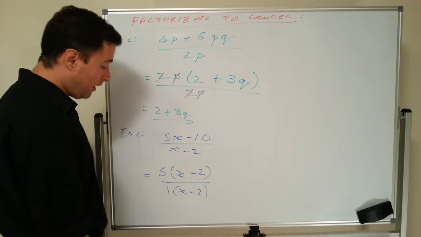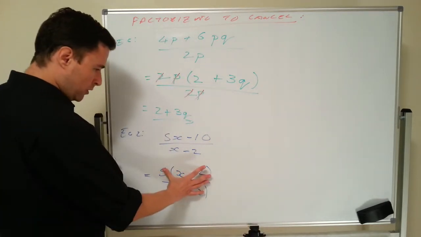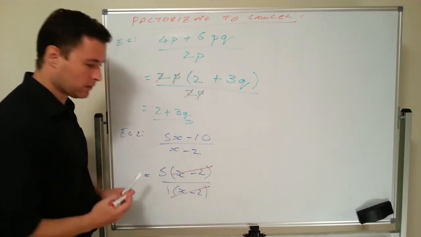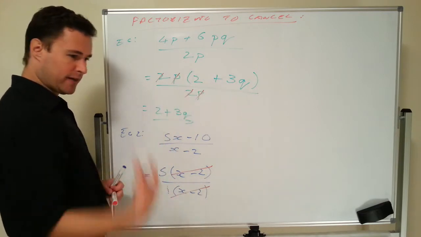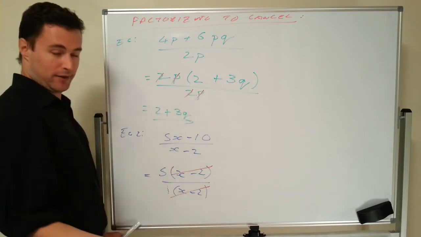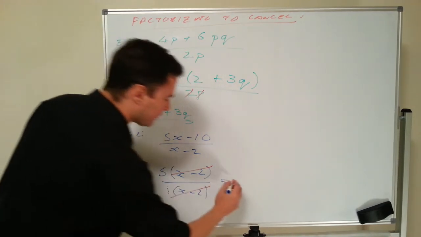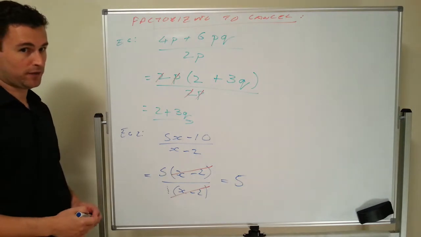Are you with me? Fantastic. So now I can just cancel. I've got one term on top and one term at the bottom, so this whole bracket can cancel that whole bracket. It's the same. Bracket divided by bracket, the same divided by the same is 1. That's why you can do it. So what's left over? Just 5. This simplifies into just 5. Are you with me with that?